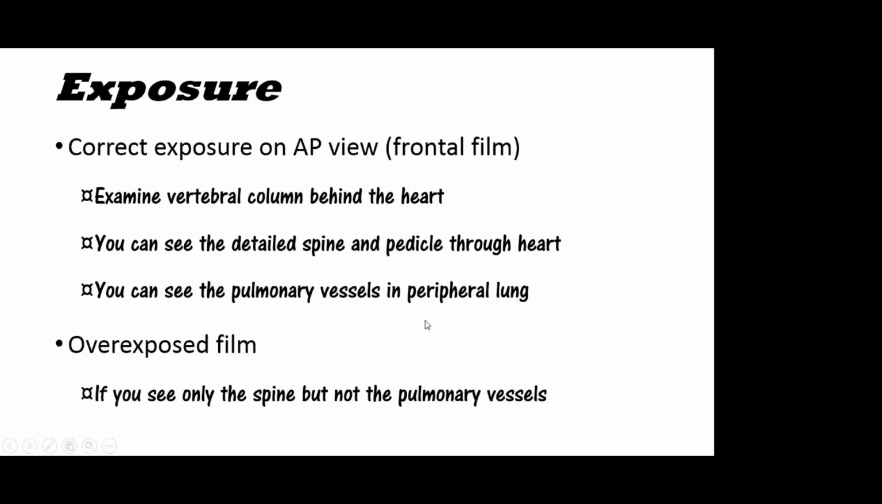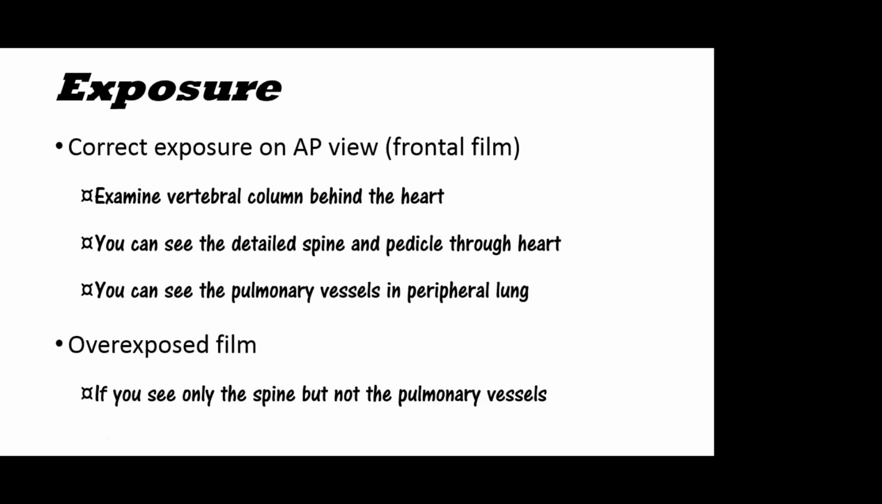How do we decide whether the baby has been given a correct exposure or not? Examine the vertebral column behind the heart. You should see the detailed spine and pedicle through the heart. You can see the pulmonary vessels in the peripheral lung. That essentially means you should be able to see the 2/3, 1/3 type of division of vascular marking. That makes the correct exposure.